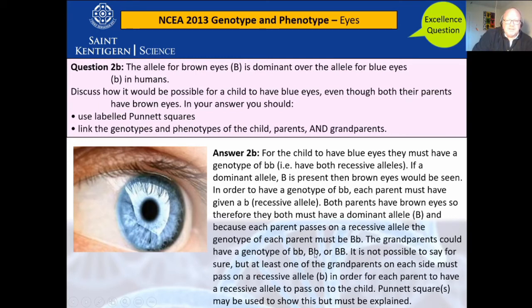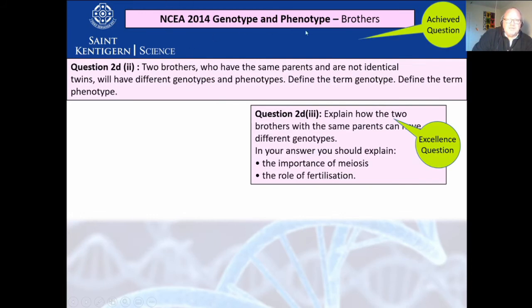Okay, but to create that, you need a combination of these. It's not possible to say for sure, but at least one of the grandparents on each side must pass on the recessive allele in order for the two parents to have a recessive allele. Punnett squares may be used to show this and is suggested.